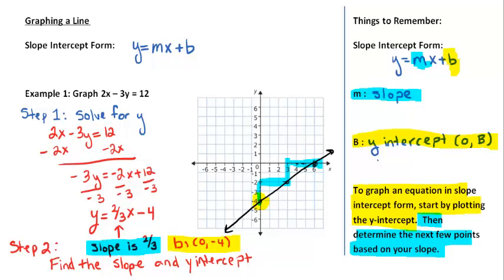If you notice, both of these graphs are identical, and that's because our equations were equivalent equations. It's just a matter of which form you're given and the easiest, most efficient way to graph based on that given form.